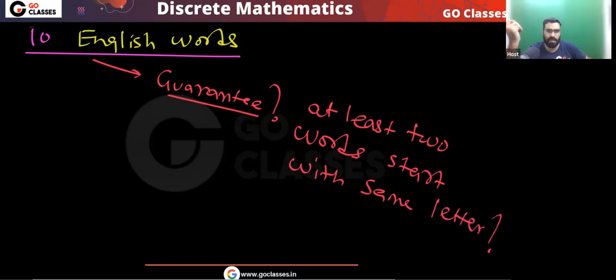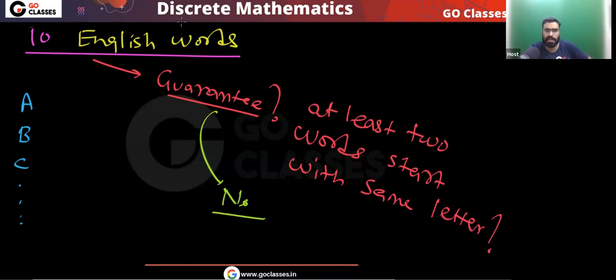Start with same letter? The answer is no. In this situation, I cannot guarantee. Can you guarantee? The answer is no. Okay, because maybe this can happen. Maybe one word is starting from A, another word is starting from B, another is starting from C, and so on. I hope this point is clear. So very simple, like this.